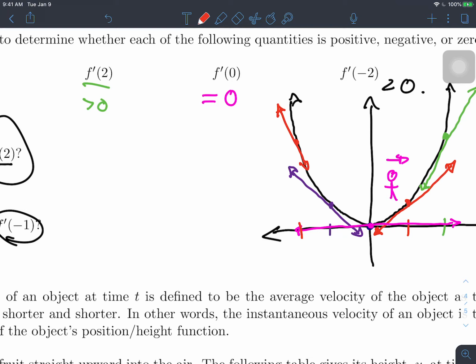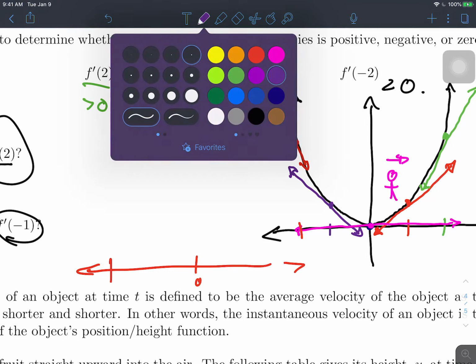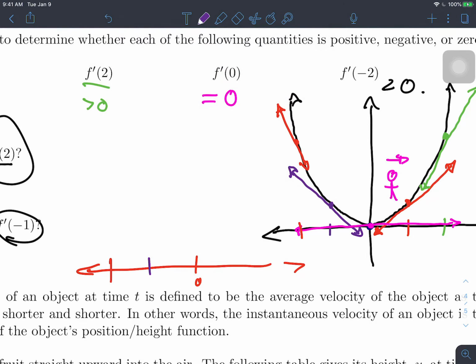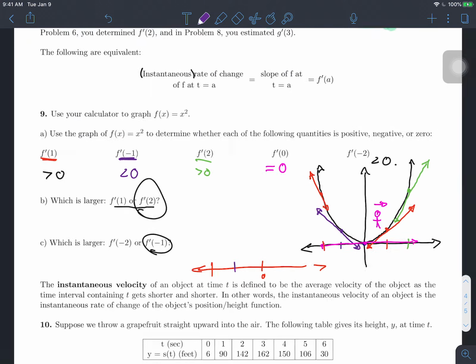So if I were to draw it on the number line, and here's 0, the red one would show up somewhere here, and the purple one would show up somewhere here. Since it's further to the right, we say that it's larger. Okay, that's it for today.